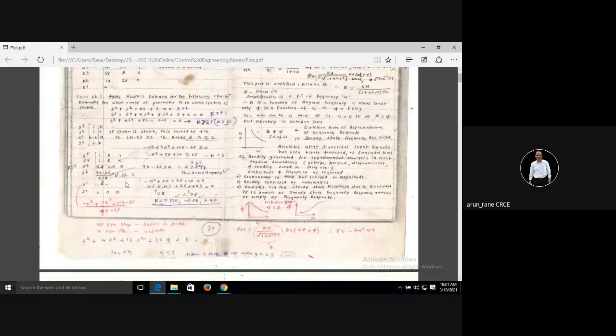So this is a very fast and rapid method, Routh's criteria, to determine the stability of the system, whether the system is stable or unstable, provided the characteristic equation of the system is known. So again apply Routh's criteria for the following characteristic equation.